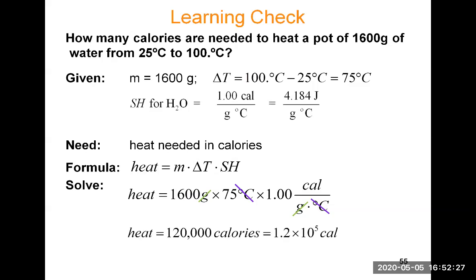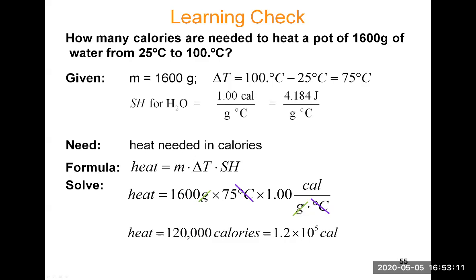120,000 calories. So it's a very large number, so you can use the scientific notation to report that. Both answers are correct. Notice how here we need to keep 2 sig figs because 1,600 grams had 2 sig figs, right? The zeros are not significant. The temperature change had 2 sig figs, 7 and 5. And the specific heat has 3, so it's not limiting. So what is limiting is 2 sig figs. And if you write heat equals 120,000 calories, there is 2 sig figs there.